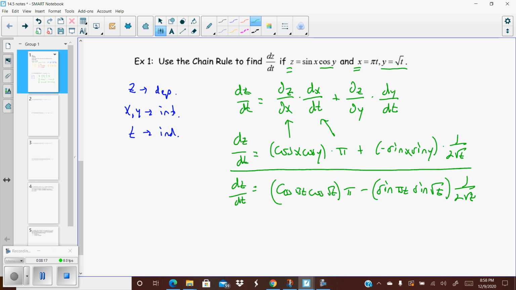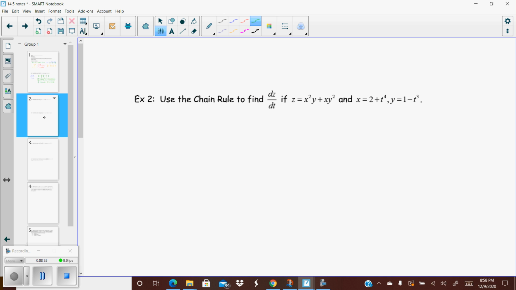This stage right here is actually okay. The one below it is just putting everything into terms of t. Either way is perfectly acceptable, whatever way you feel more comfortable with, unless, of course, there's something else that you need to do with the problem. That is perfectly acceptable. All right, let's do a couple more examples before we get into some application here.